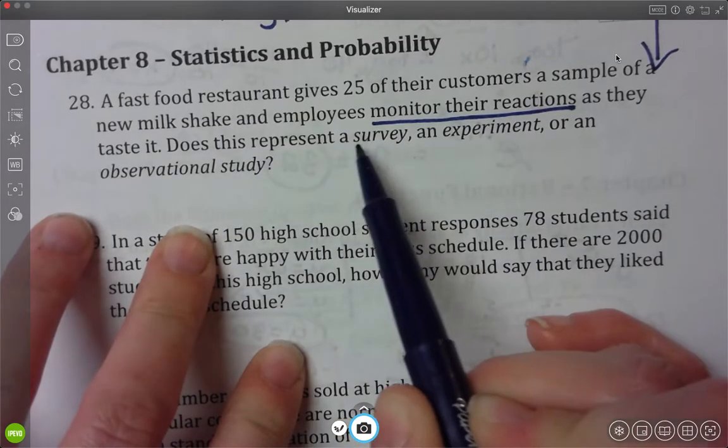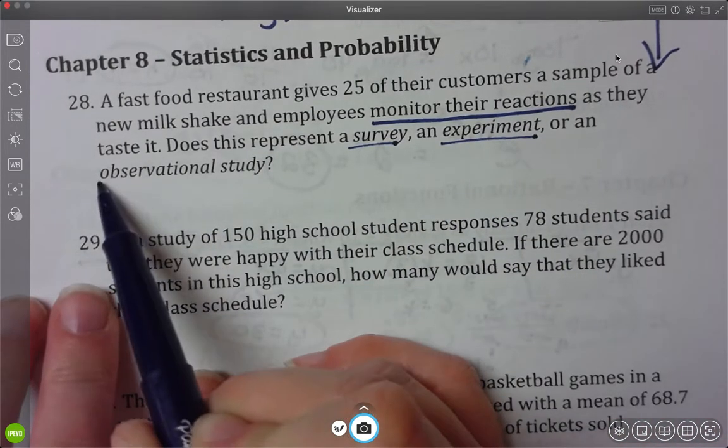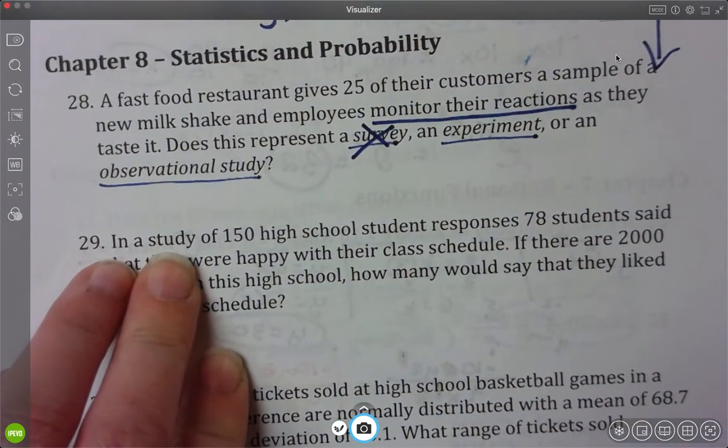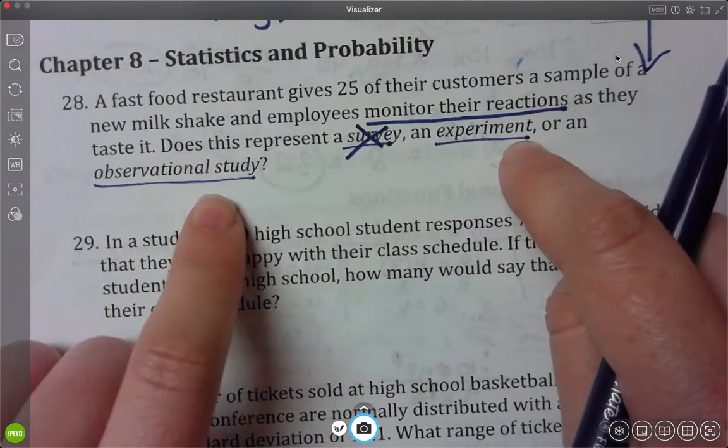So is this a survey? Are they asking them something? Are they doing an experiment, or are they doing an observational study? Okay, now, we already kind of went over it's not a survey, okay, but a lot of people get these two confused, experiment versus observational study.